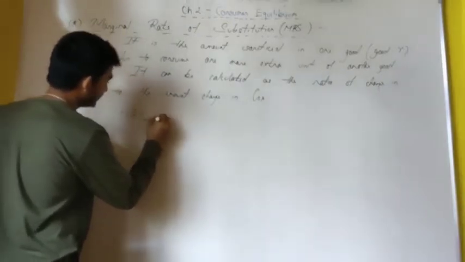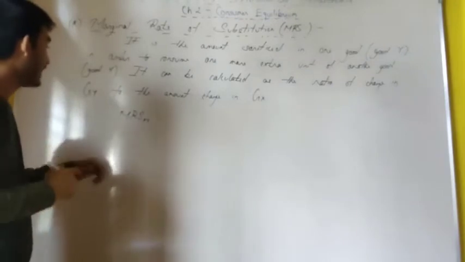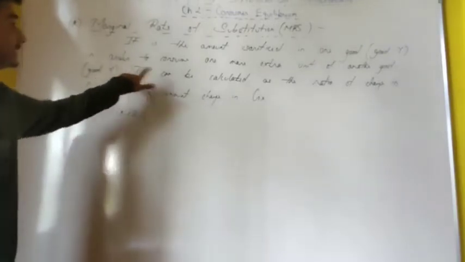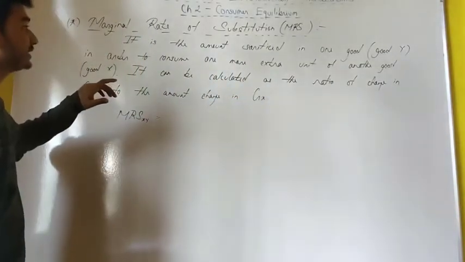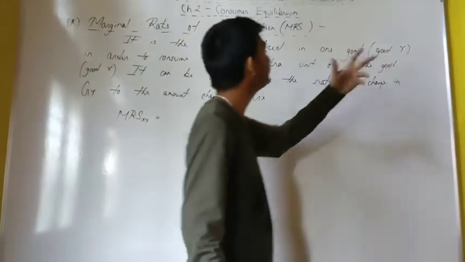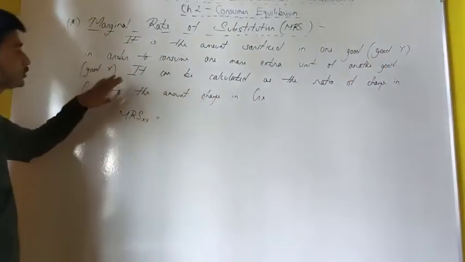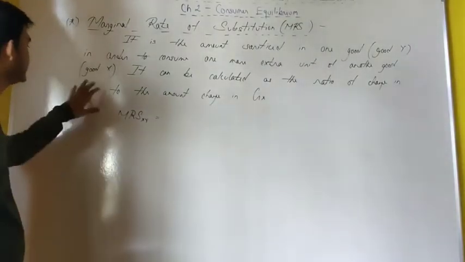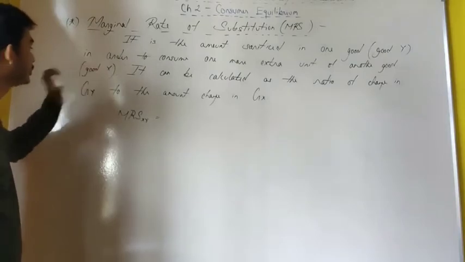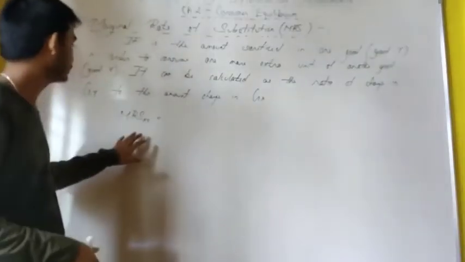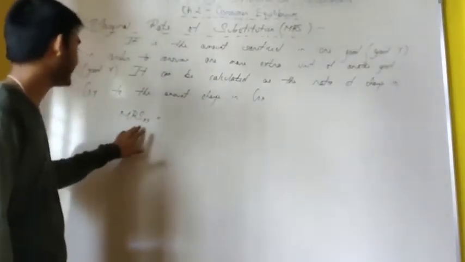So symbolically it can be written as MRS XY. Now why MRS XY? Because I want to increase consumption of one commodity, and here I have written that I want to consume one more extra unit of good X, and for that reason I am sacrificing some amount of good Y. So hence I have written it is the amount sacrificed in good Y in order to consume one more extra unit of another good, say good X. So that means I want to increase the consumption of good X, for which I am sacrificing the consumption of good Y. So this is the logic why we write MRS XY.